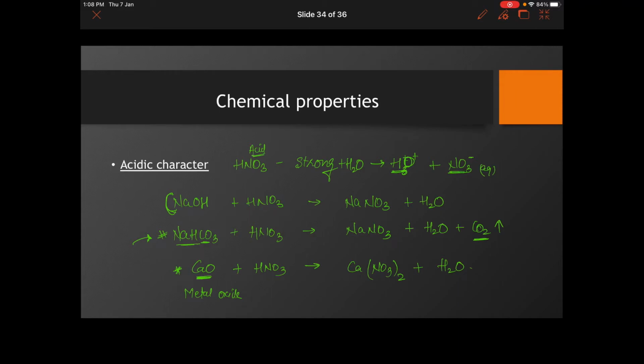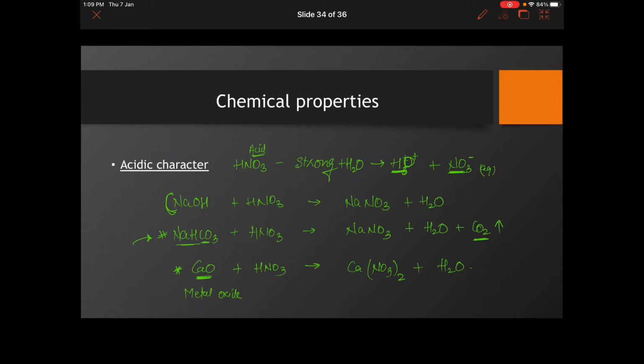So HNO3 is a strong acid, because the moment you dissolve it in water, it gives you hydronium ion and nitrate ion, and these nitrate ions will react with the base and form the corresponding salts of the same.